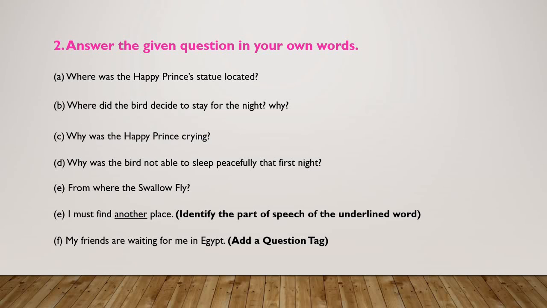Fourth, why was the bird not able to sleep peacefully that first night? Answer. Just as the bird was about to sleep, he was disturbed by the three teardrops that fell from the eyes of the statue. When he saw the tears running down the cheeks of the statue, which looked so beautiful in the moonlight, the bird was filled with pity and could not sleep. Fifth, from where did the swallow fly? Answer. The swallow flew from all over the roofs of the town.